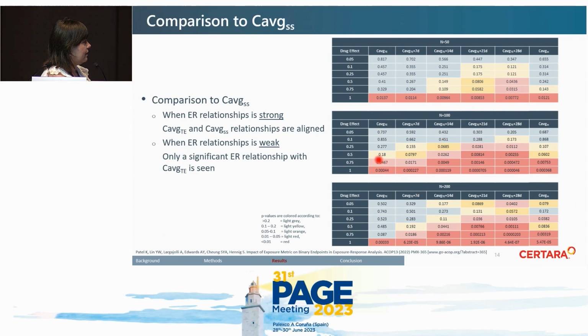So you see here that when the drug effect gets stronger towards the bottom of each of these tables, they're all in agreement, there are significant relationships. However, when we have weaker drug effects and weaker relationships, our C-average, time average concentration relationships do not show the same relationships as the steady state concentration.